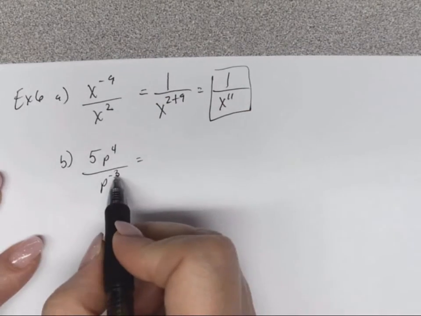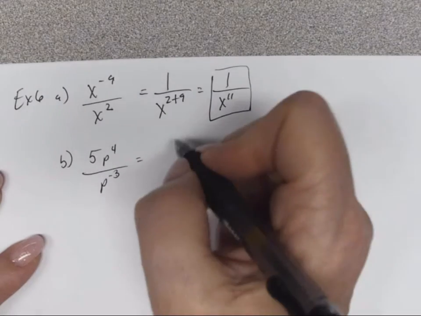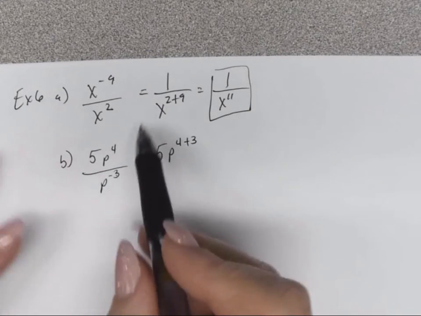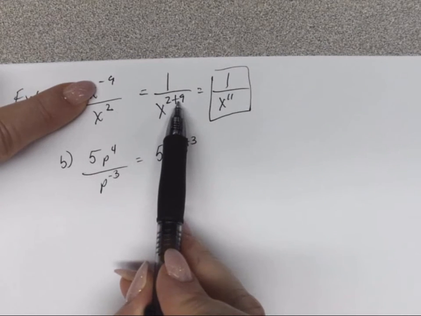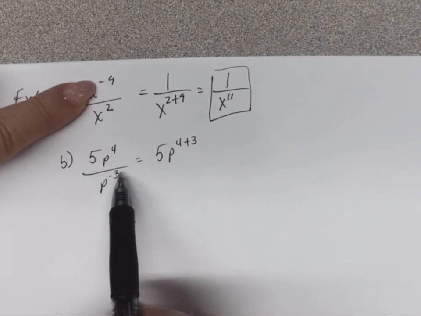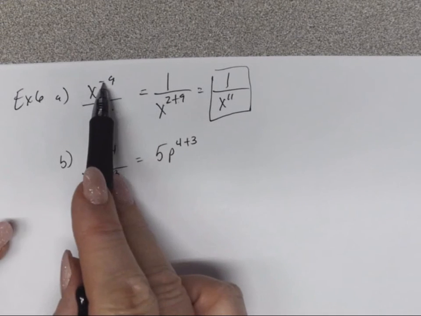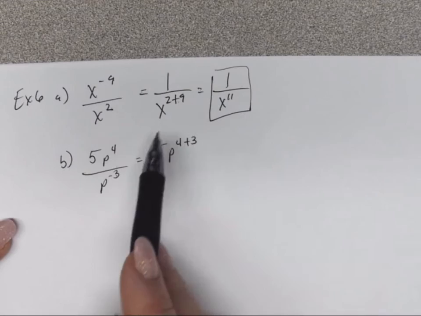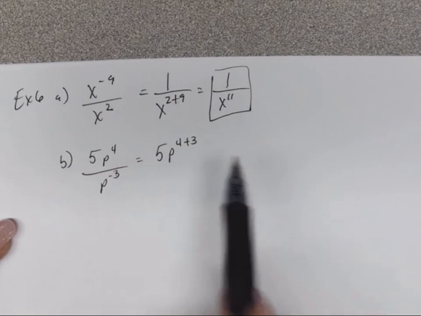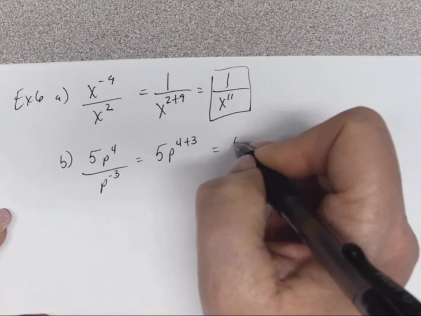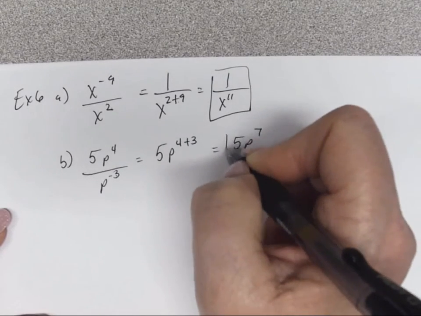For part B, we have 5p to the 4 over p to the negative 3. So here I need to move these up so that they become positive. So we'll have 5p to the 4 plus 3. And if you notice, as I'm moving these, the sign changes, because when they cross that fraction line, we're changing their exponent sign. So here it was subtraction and becomes addition. Here it's subtraction, it becomes addition. All right, and there's nothing left in our denominator, so this becomes 5p to the 7.